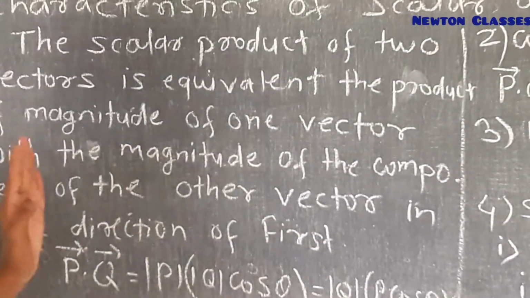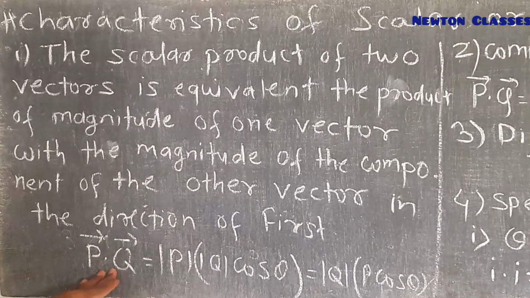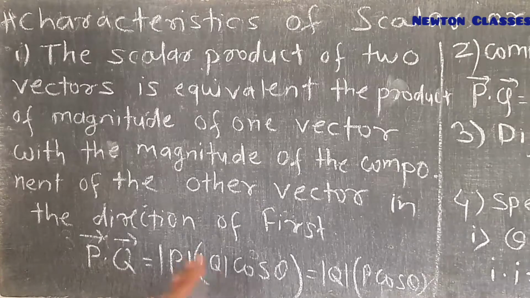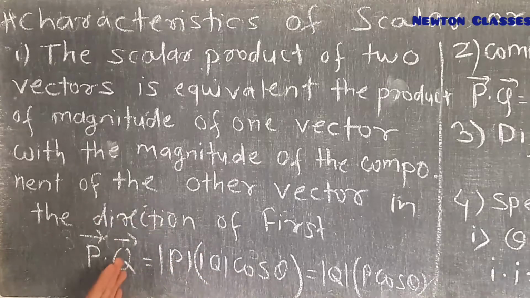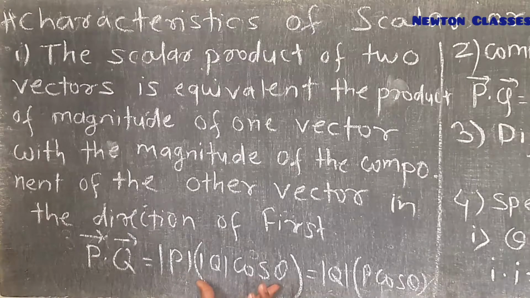Now we will explain this characteristic. Suppose the scalar product of the vectors p bar and q bar is written as magnitude of vector p, magnitude of vector q, into cos of the angle theta between them. It can be written in the form of two terms. The first term is the magnitude of vector p and the second term is the component of the vector q bar in the direction of the vector p bar, that is q cos theta.